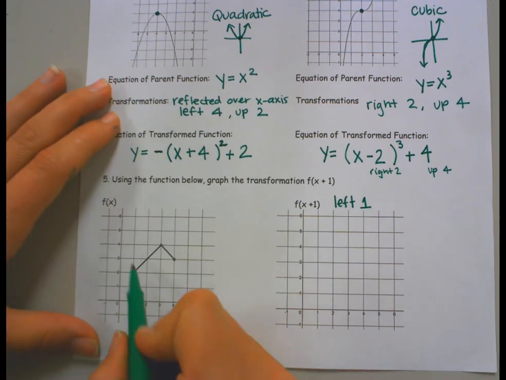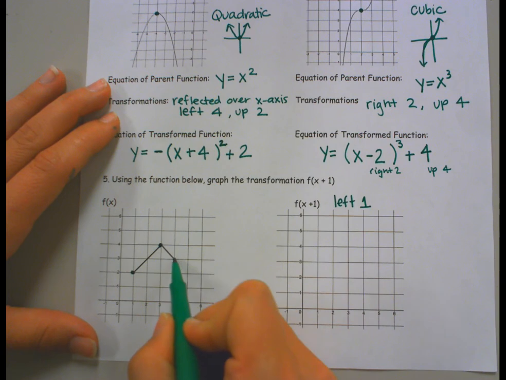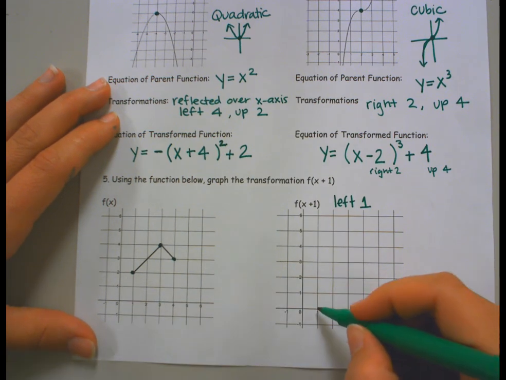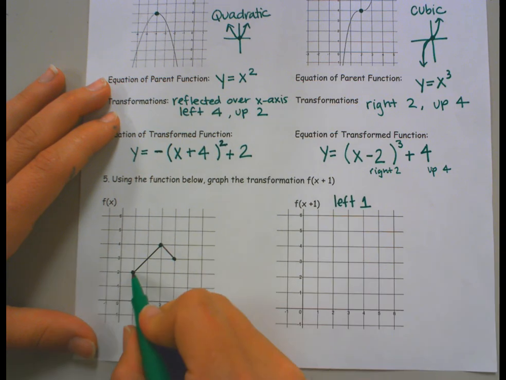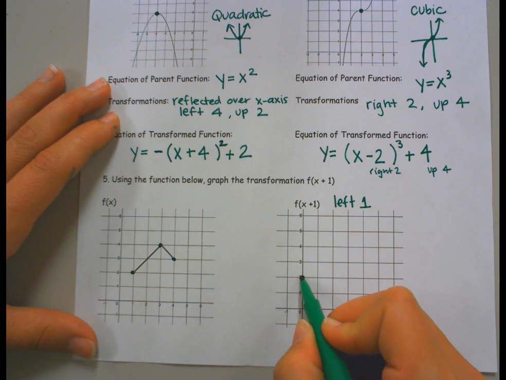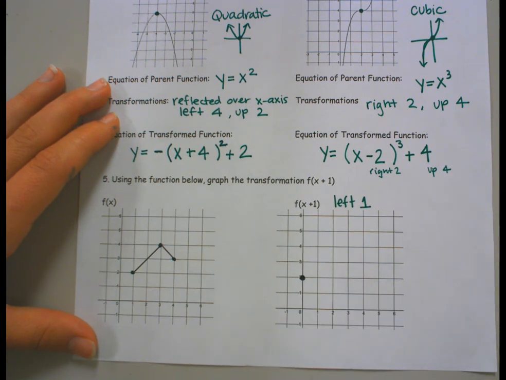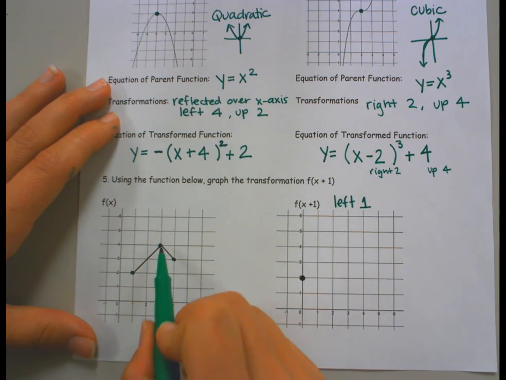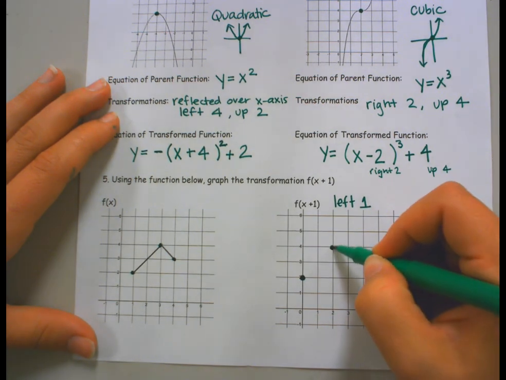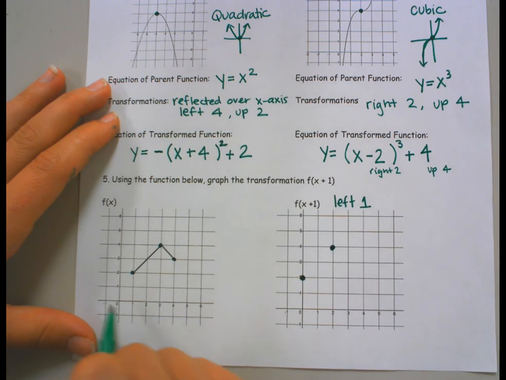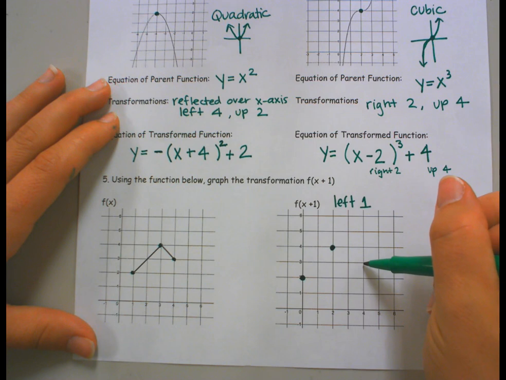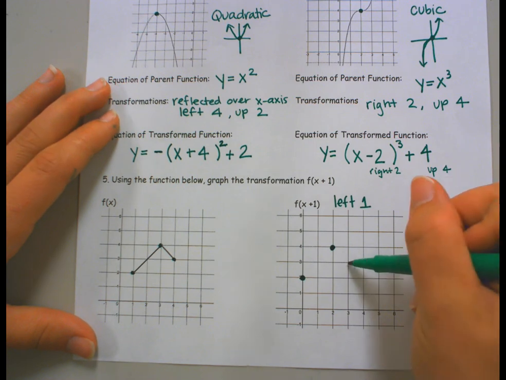So every point, and I'm just going to focus on these 3 main points here, I'm moving to the left 1. So for instance, this point here is originally at 1, 2, and I'm just going to move it to the left 1. So I'll be here at 0, 2 instead. And then this point was at 3, 4. So I go to 3, 4, and then I move left 1. And then my last point was at 4, 3. So again, I go to 4, 3, and then because of this transformation, I move to the left 1.